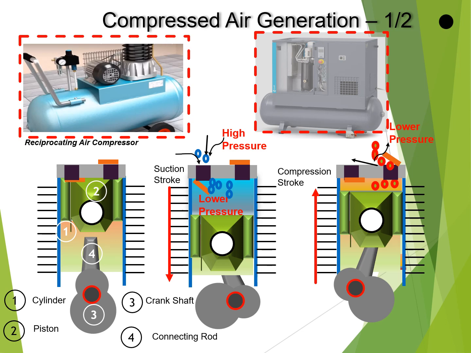When the motor starts, the crankshaft connected to the motor starts revolving. The design of the crankshaft is such that it converts the rotating motion into reciprocating motion. The connecting rod and the piston attached to it start the reciprocating motion inside the cylinder.